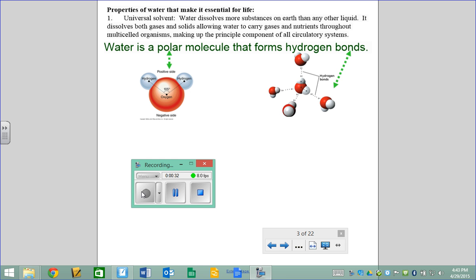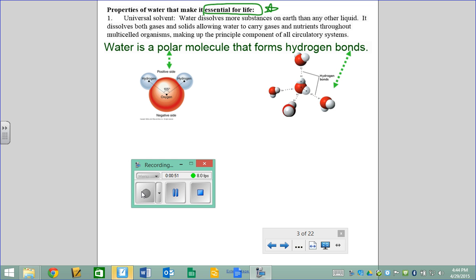Today we're going to talk about properties of water that make it essential for life, and we're really going to focus on this life part. I could talk about the properties of water without mentioning a living thing one time, but this is biology, and biology is the study of living things, so we're really going to focus on how this is affecting living organisms.